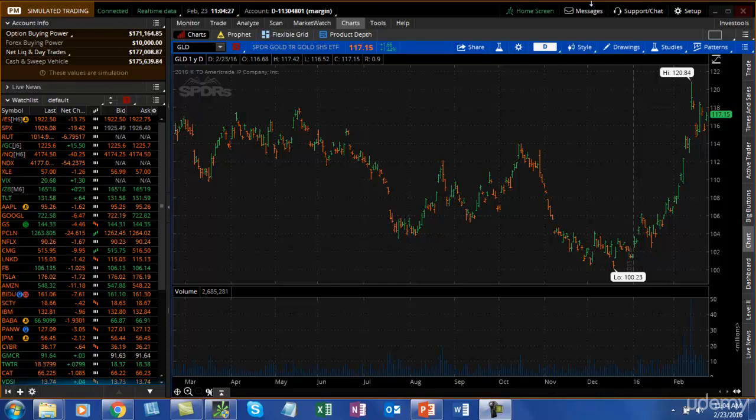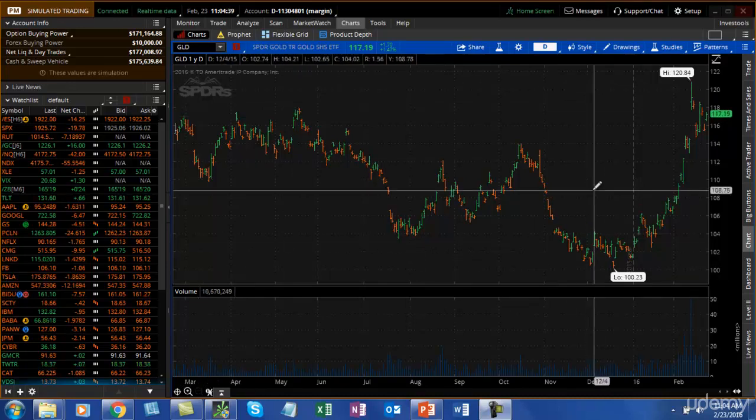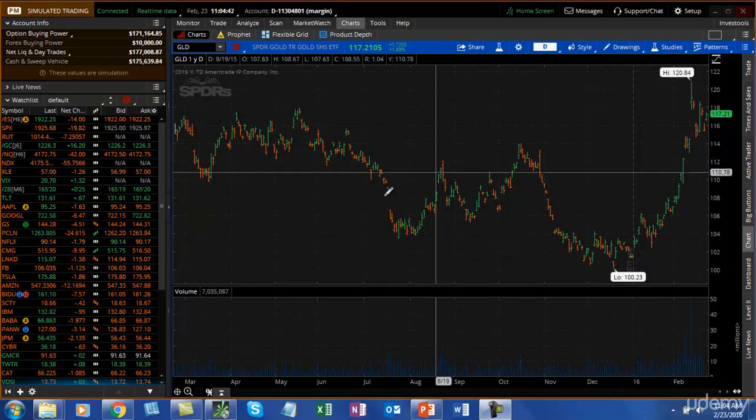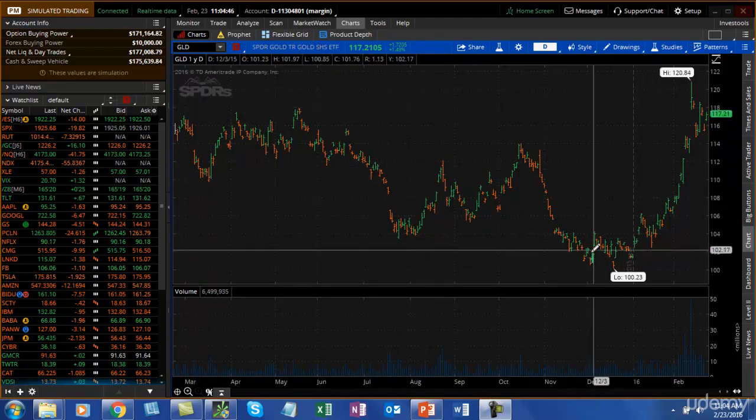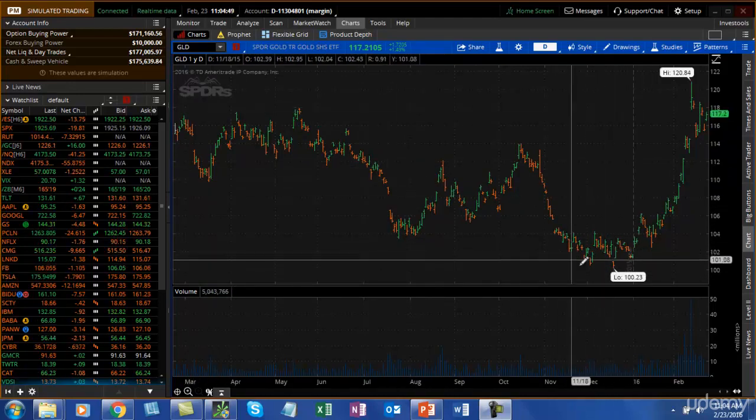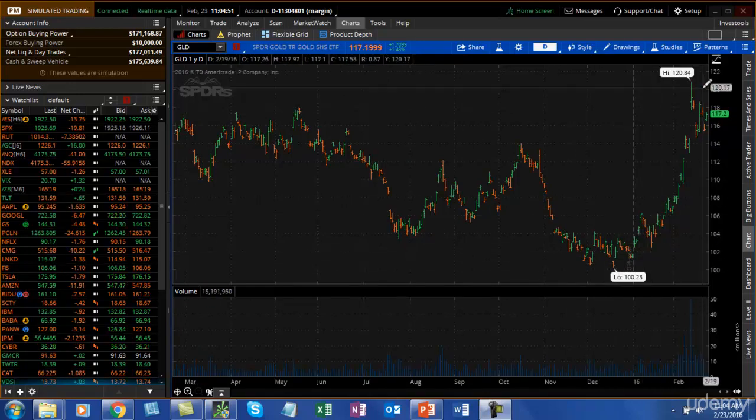The first kind of technical analysis tool that you want to understand is the simple moving averages. So here's a chart of GLD, which is the gold ETF. It's a 1-year daily chart. As you can see, there's lots of ups and downs. It's been in a downtrend, but over the past 2 months or so, gold has been steadily climbing up.